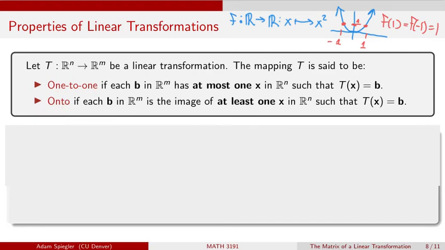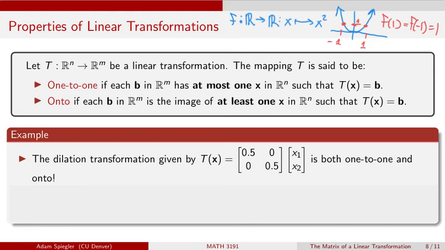So these properties, one-to-one and onto, we can think about for any mapping, but they certainly also apply particularly to linear transformations. So let's take a look at some examples that we saw previously and think about whether those maps would satisfy these properties. So recall the dilation transformation T, which if we dilate by a factor of 1/2 has the following matrix. Well, that dilation transformation is both one-to-one and onto. And we'll talk about how we can verify that.